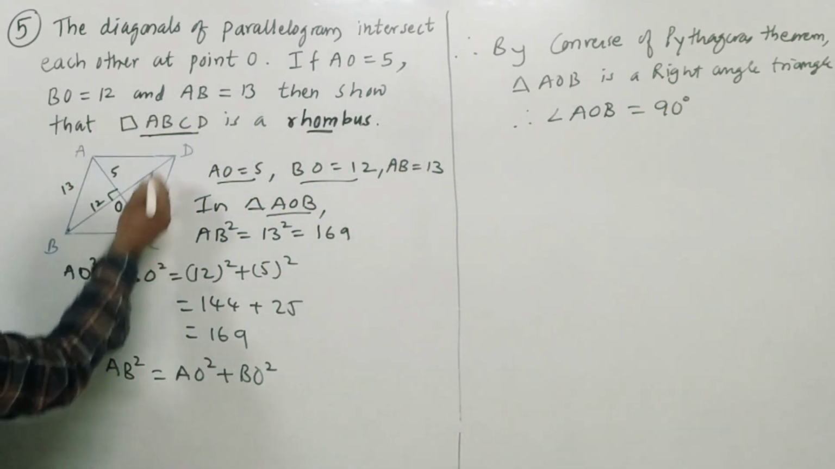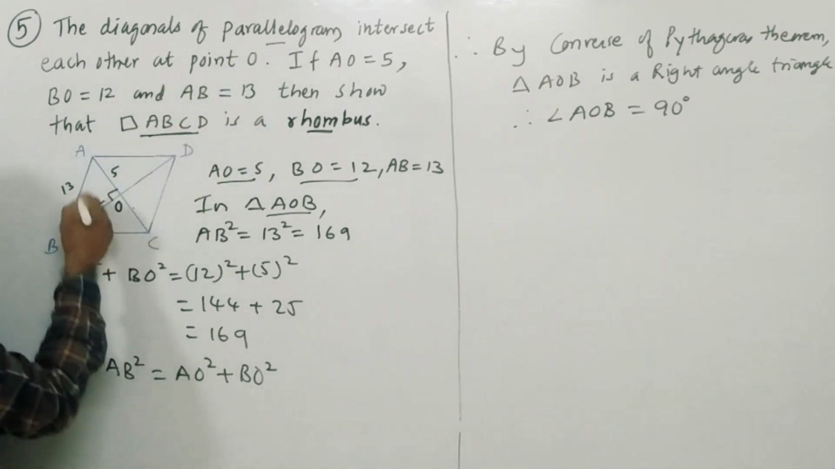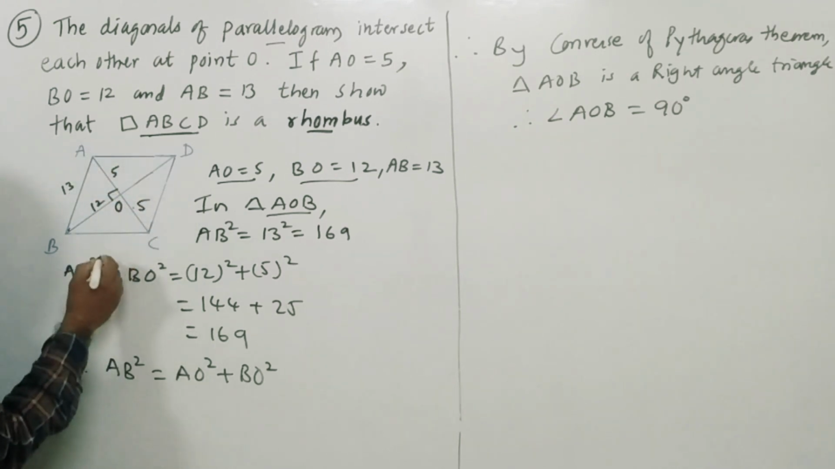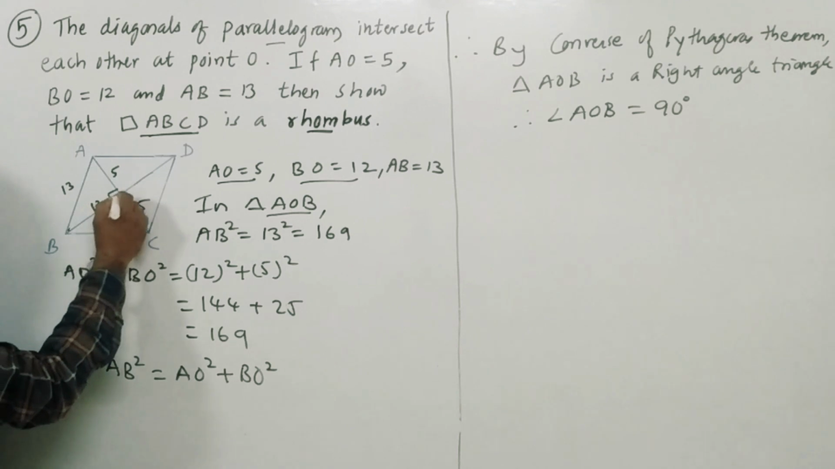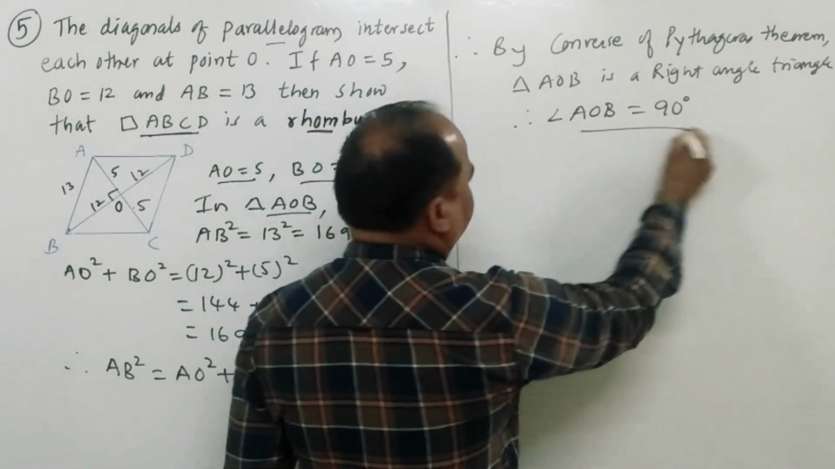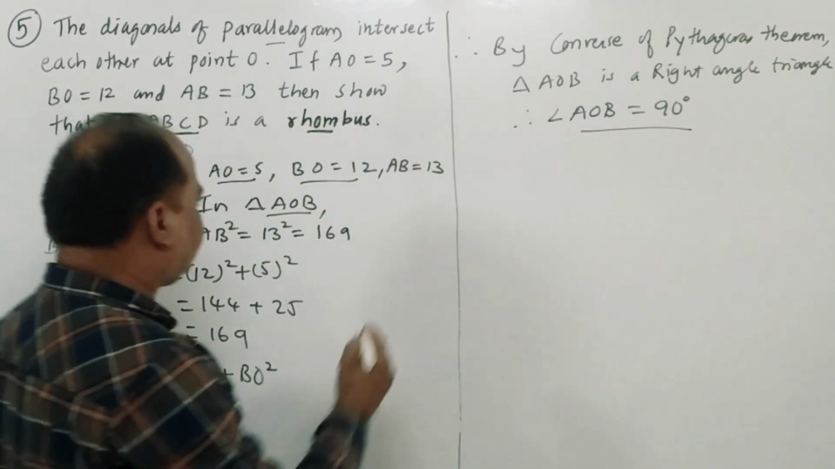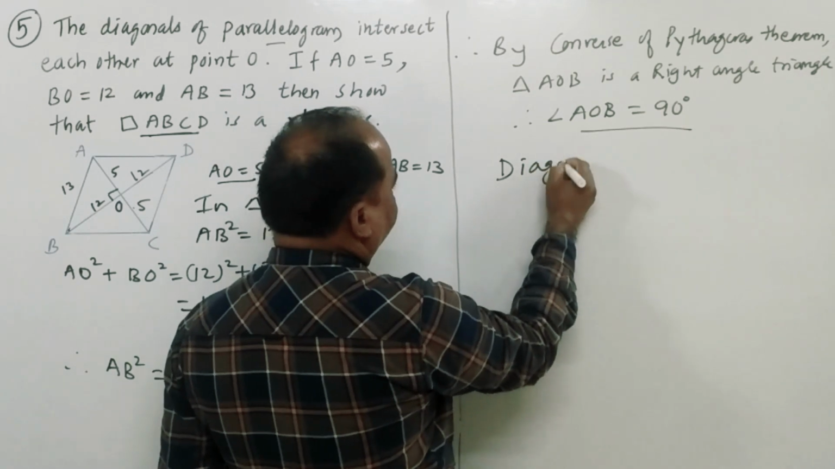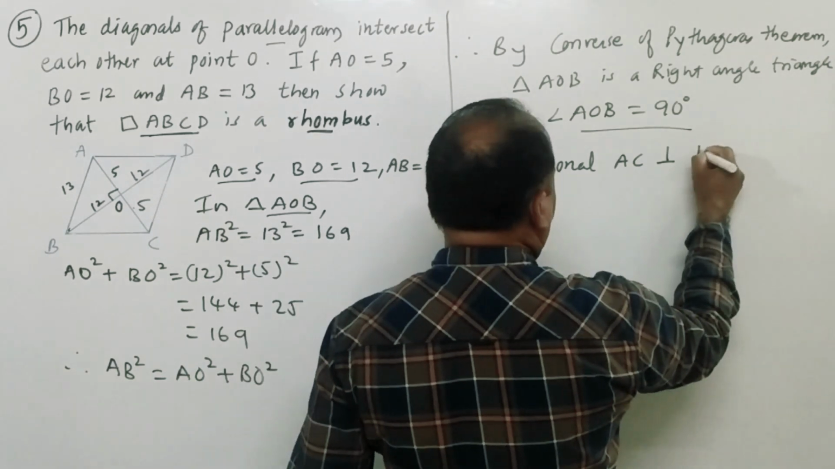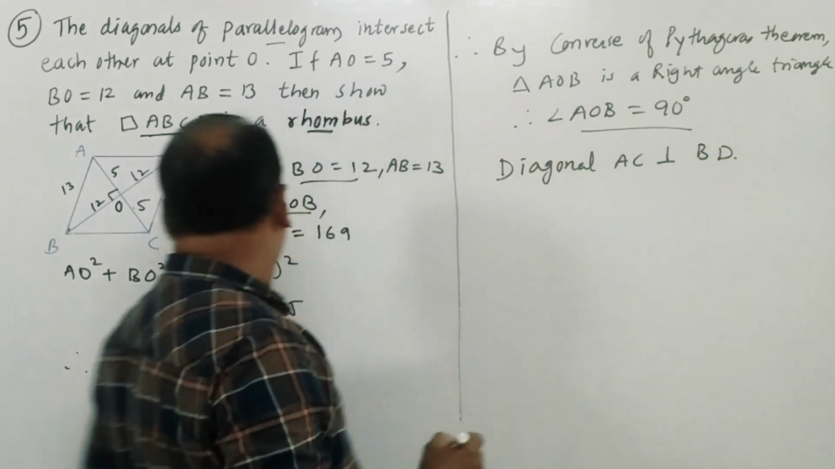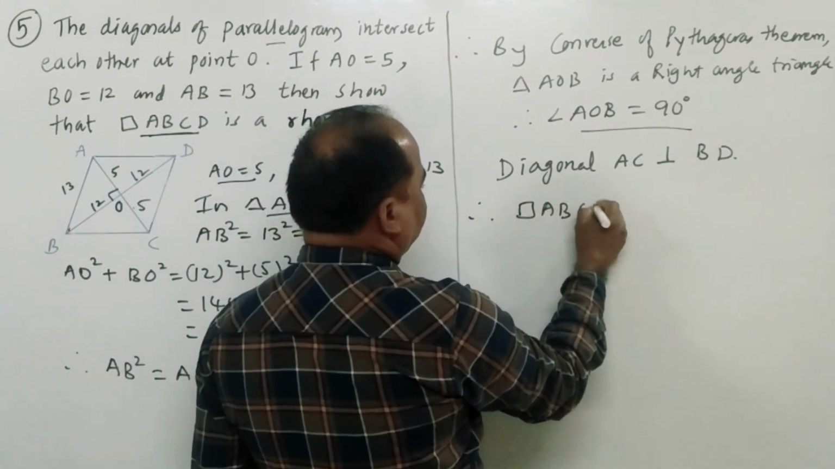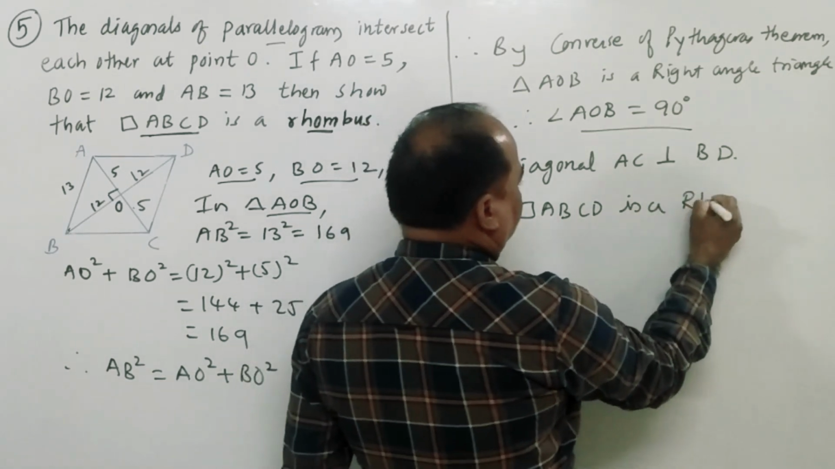Now we know that this is a parallelogram. It is given. So the diagonals of a parallelogram bisect each other. Therefore, AO is equal to 5, so CO is 5, and BO is 12, so OD is also 12, and they bisect each other at right angle. So diagonal AC is perpendicular to diagonal BD, and they bisect each other. Therefore, quadrilateral ABCD is a rhombus.